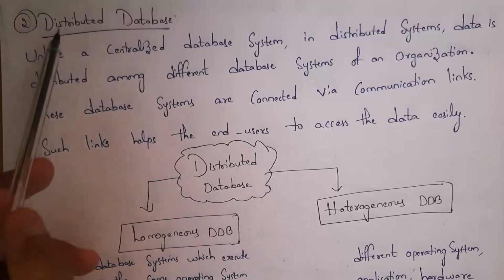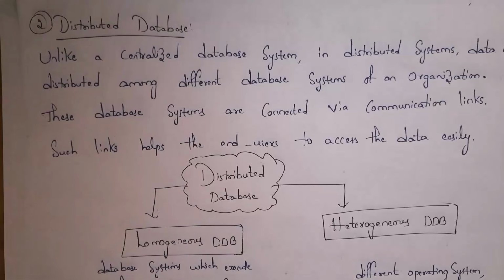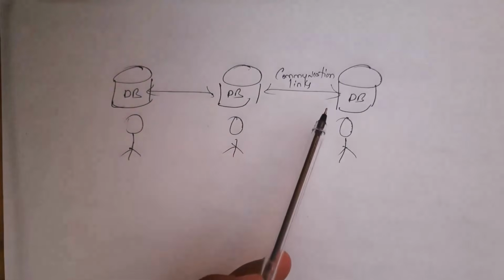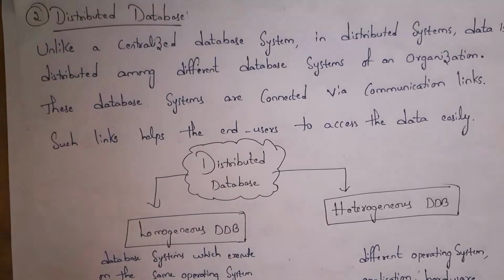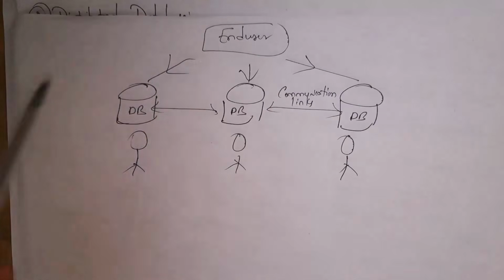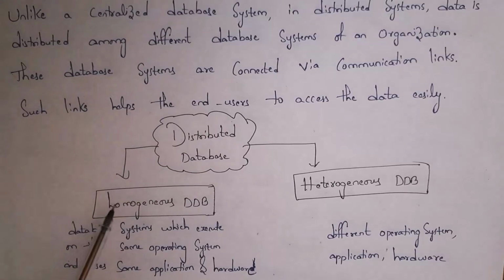But whereas in a distributed database, each employee contains his own database. And these database systems are connected via communication links. In this example, all these 3 databases are connected by using communication links. Such links help the end users to access data easily. So the end user can access his data easily. A distributed database is classified into 2 types. They are homogeneous distributed database and heterogeneous distributed database.